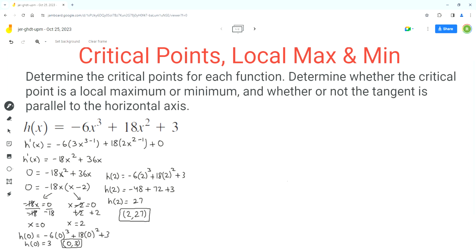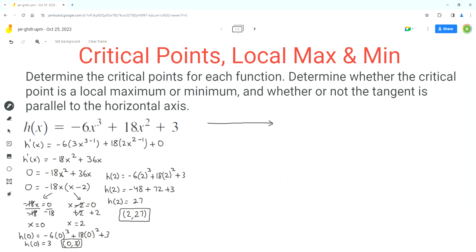Now we have to find whether the critical point is a local maximum or minimum. For that we can use the number line method. So we have to find the sign of h prime of x on both sides of the critical points, and then we'll figure out whether the point represents a local maximum or minimum. So let's draw the number line.